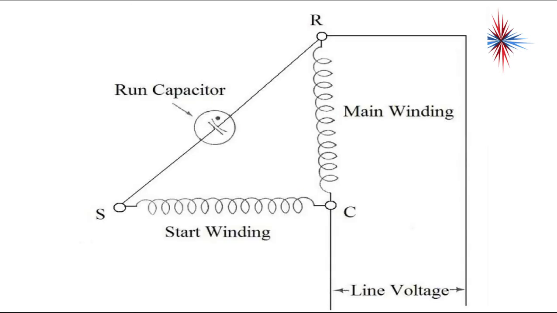So again, we have our run capacitor with the start winding. That run capacitor is in series with the start winding. Okay, if you take a look at how we're powering this, we power the run terminal, we put the run capacitor between the R and the S, and then we power again on common with line voltage. Run capacitor is in series with the start winding.